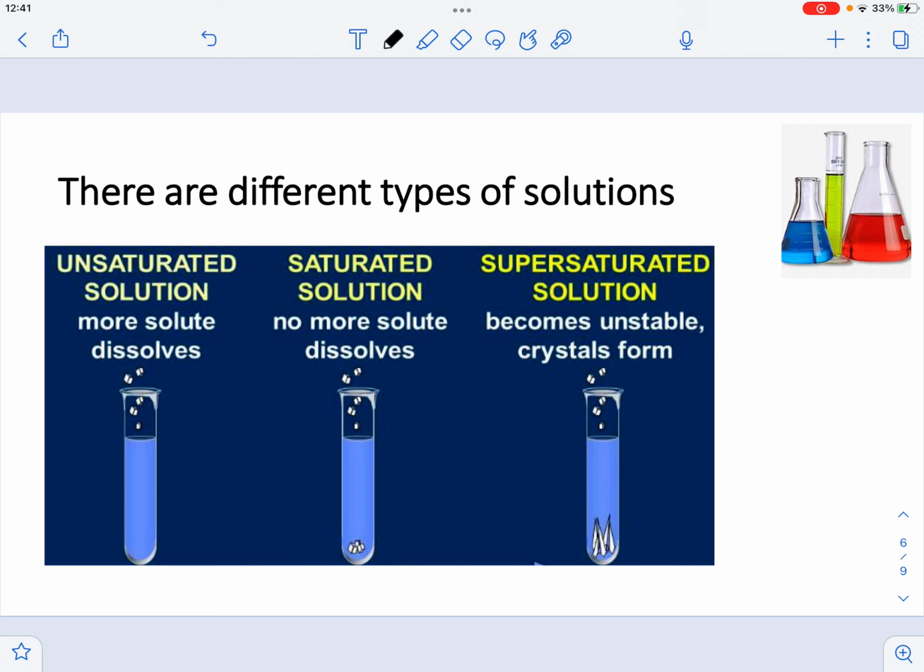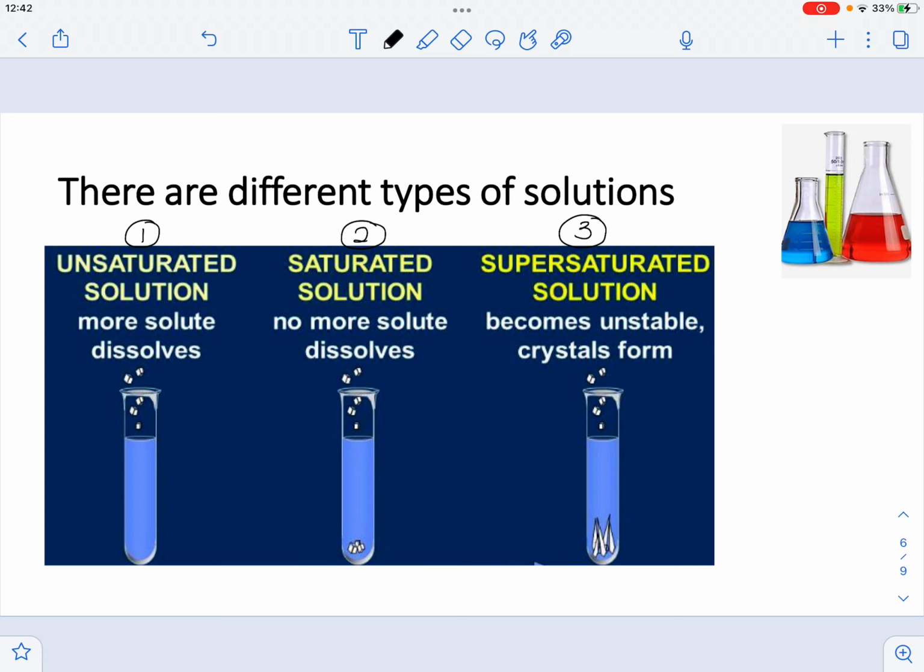When it comes to solutions, understand that solutions come in different types. Solutions can be unsaturated, saturated, or supersaturated. The difference is of how much solute is going to dissolve after that solution has been prepared. In the case of an unsaturated solution, because that solution has less than the maximum amount of solute that can be held by the solvent, more solute is able to dissolve.